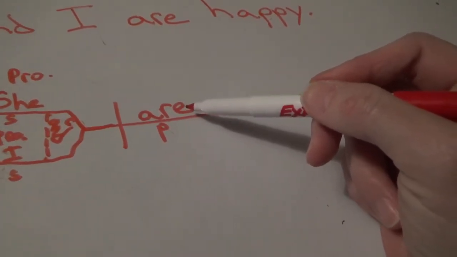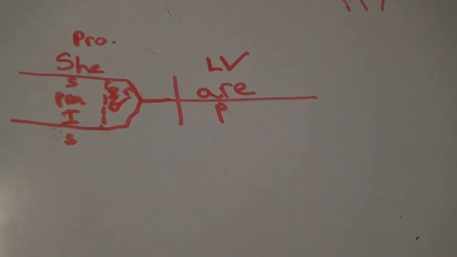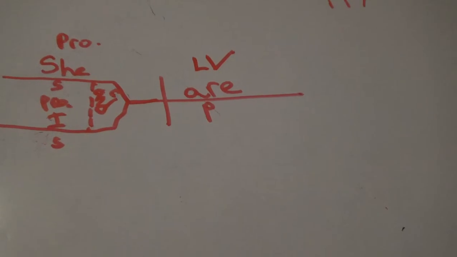It's a form of be. Am, is, are, was, were, be, being, been. If a form of be is your main verb, it's going to be a linking verb. Okay, so that tells us that we are definitely going to have a predicate adjective or a predicate nominative.